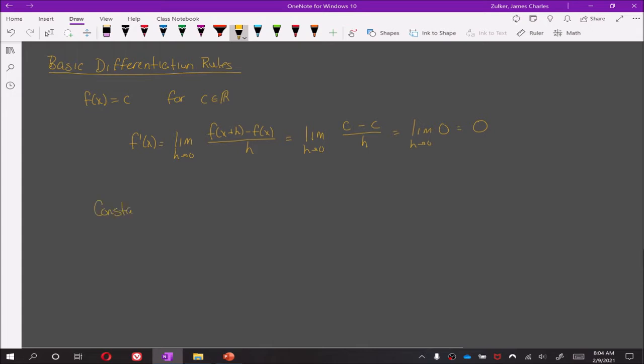So the constant rule: for any real number c, the derivative of c is equal to 0.